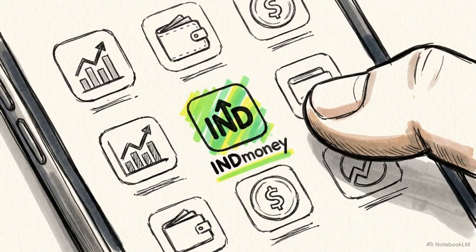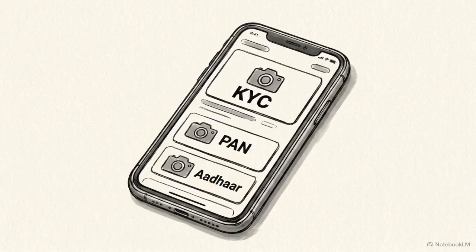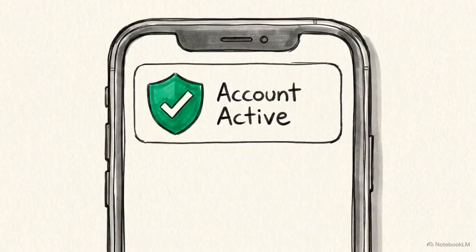Open the IND Money app on your phone and tap directly on the U.S. Stocks portal. The app will ask you to complete your KYC verification. This requires uploading clear photos of your PAN and Aadhaar cards directly into the interface. Once submitted, watch the top of your screen for a green badge reading Account Active.